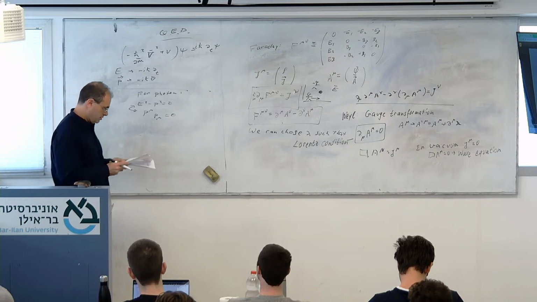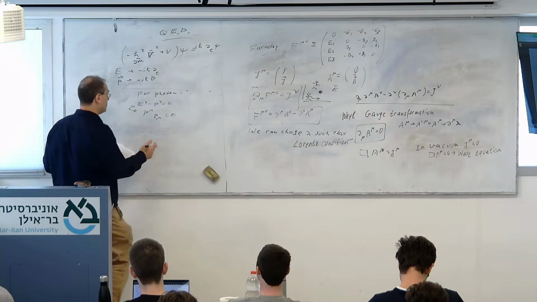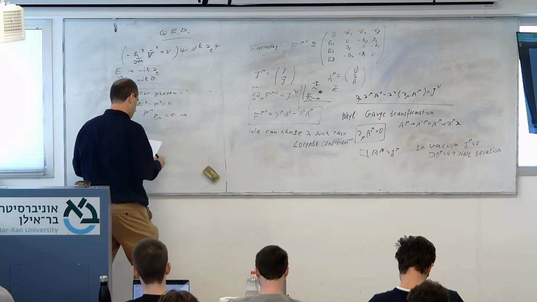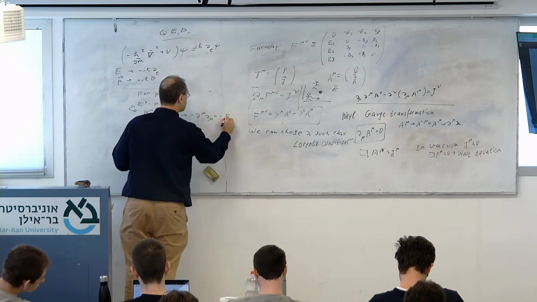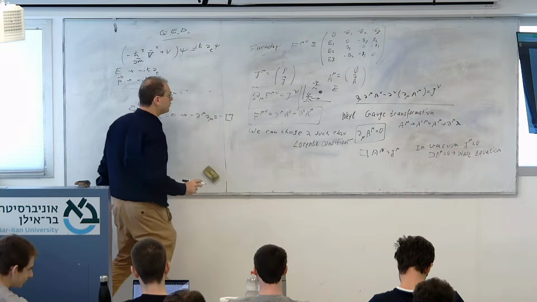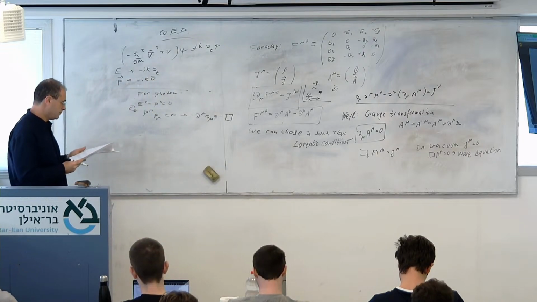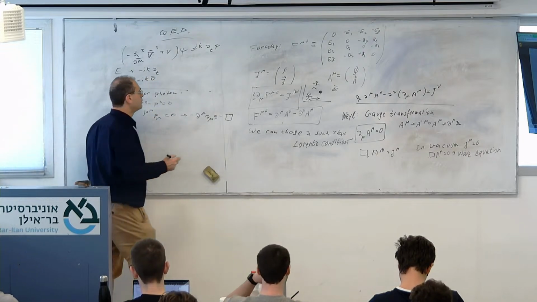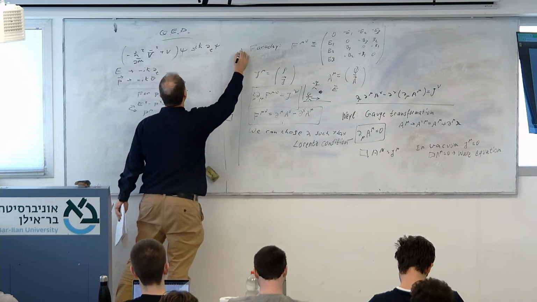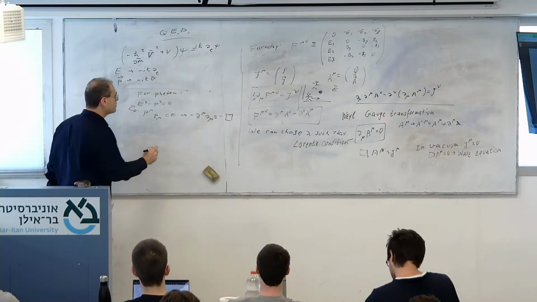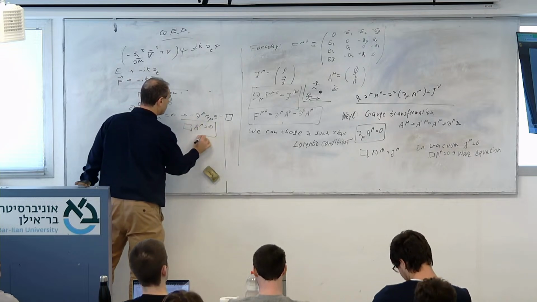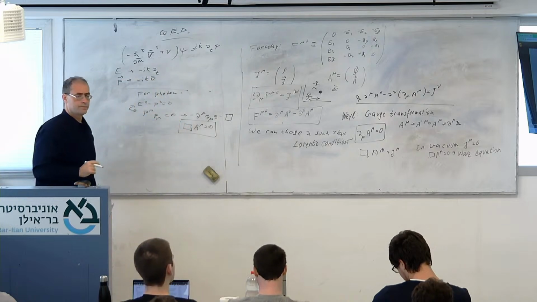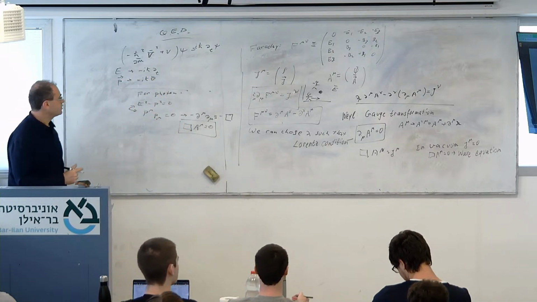Then we end up with minus d_mu d^mu, which is minus the d'Alembertian. So the equivalent of Schrödinger's equation for photons is the d'Alembertian of A_mu equal to 0. This is where we quantize.